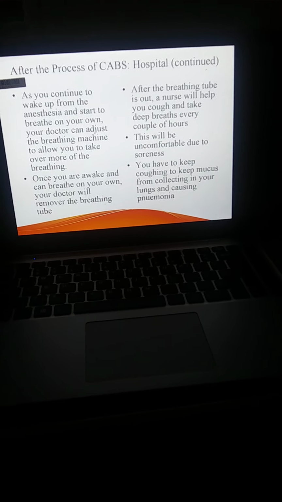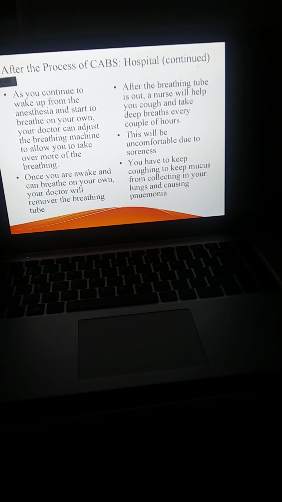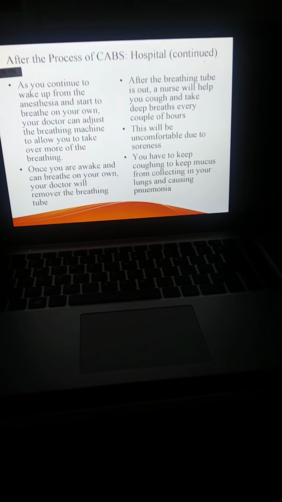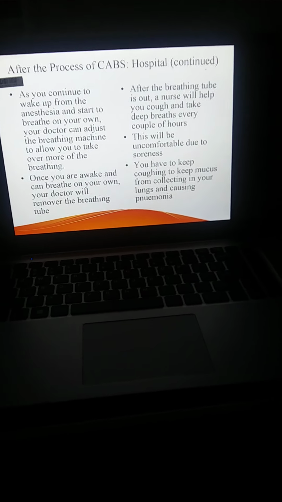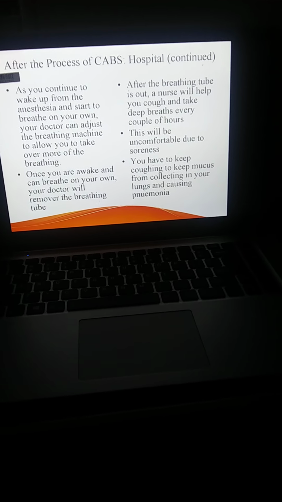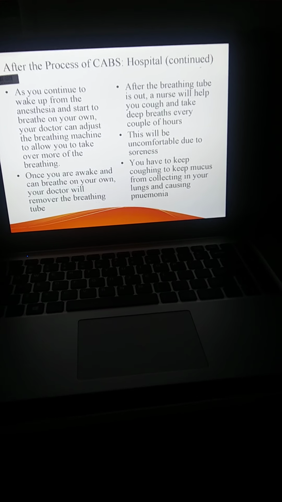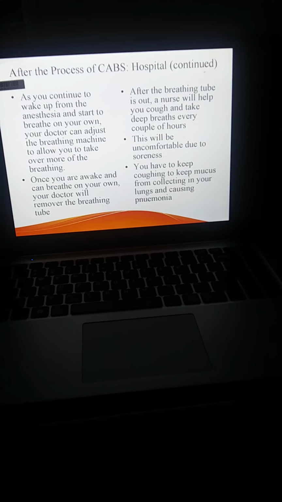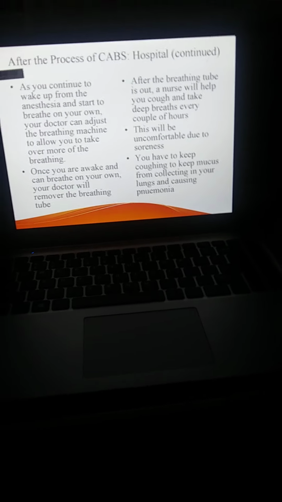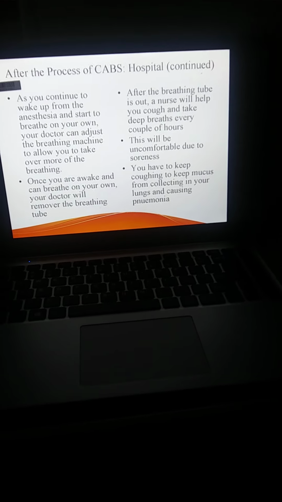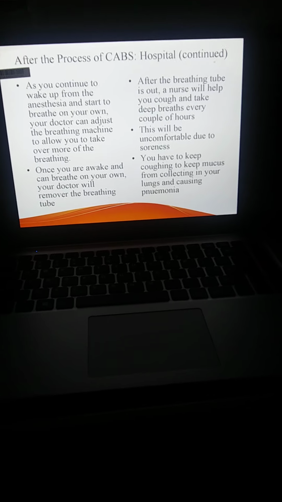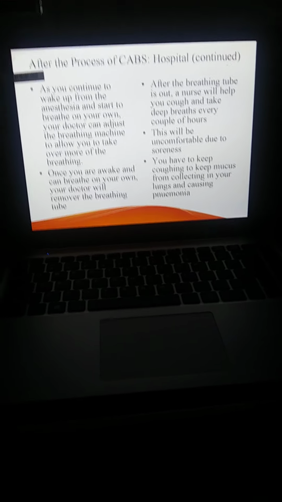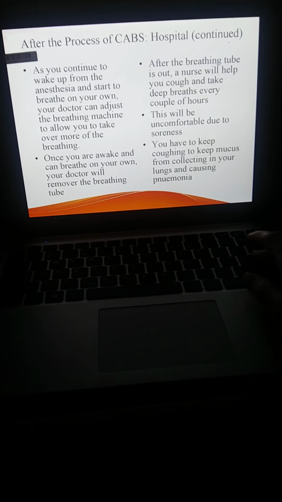As you continue to wake up from the anesthesia and start to breathe on your own, your doctor can adjust the breathing machine to allow you to take more of the breathing. Once you are awake and can breathe on your own, your doctor will remove the breathing tube. After the breathing tube is out, a nurse will help you cough and take deep breaths every couple of hours. This will be uncomfortable due to the soreness. Therefore, you have to keep coughing to keep mucus from collecting in your lungs and causing pneumonia.